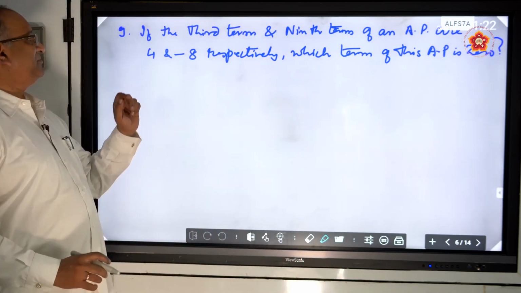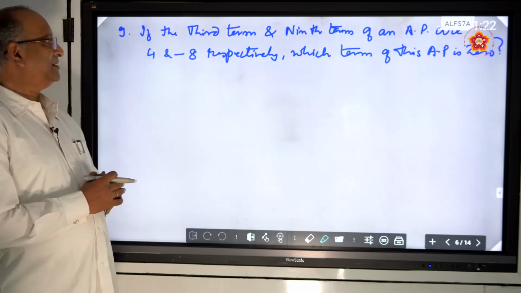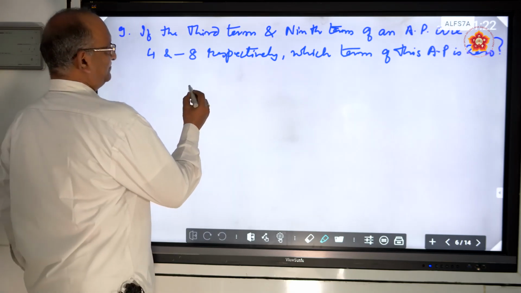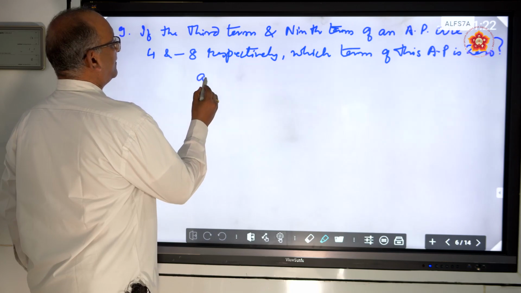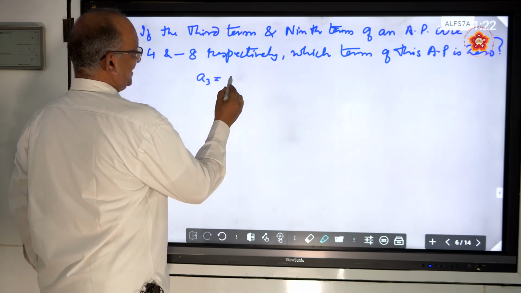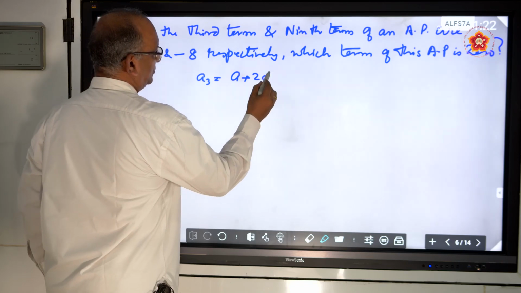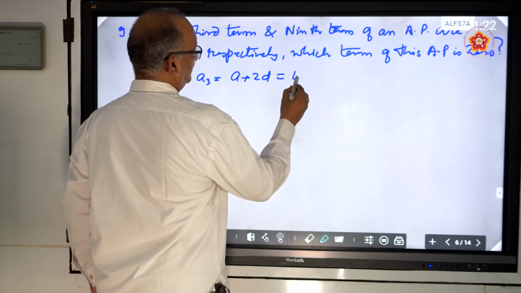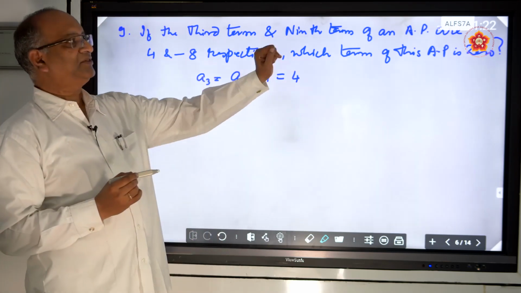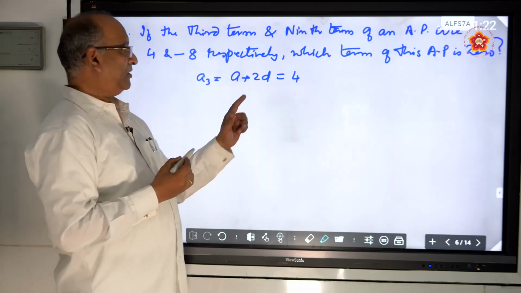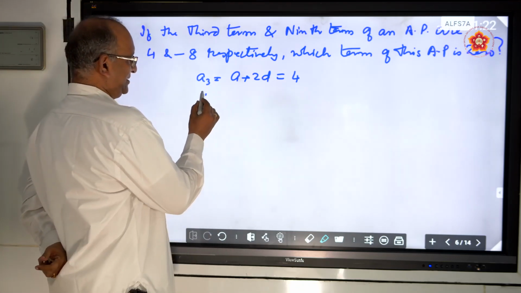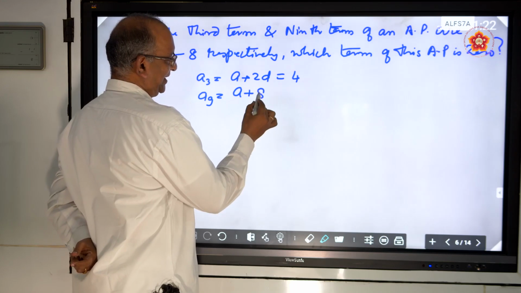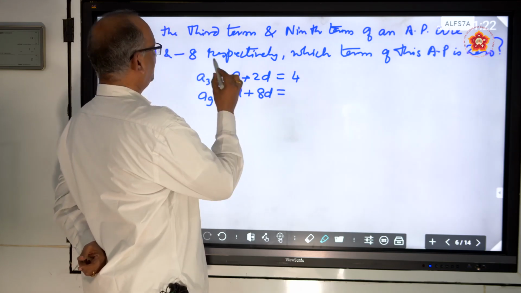Let us take up this problem of the second exercise, which reads as, if the third term, how do you write third term? A3. And what is A3? It is A plus 2D. And how much? He has given the third term as 4. And he has also given the 9th term of the same sequence. So how do you write 9th term? A9. And what is A9? It is A plus 8D, which is equal to minus 8.